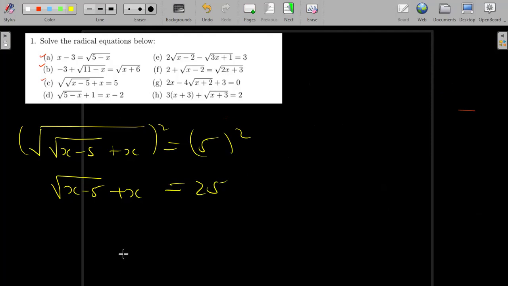So I can take that x to the other side such that I remain with a radical here, root of x minus 5, and this is equal to 25 minus x.